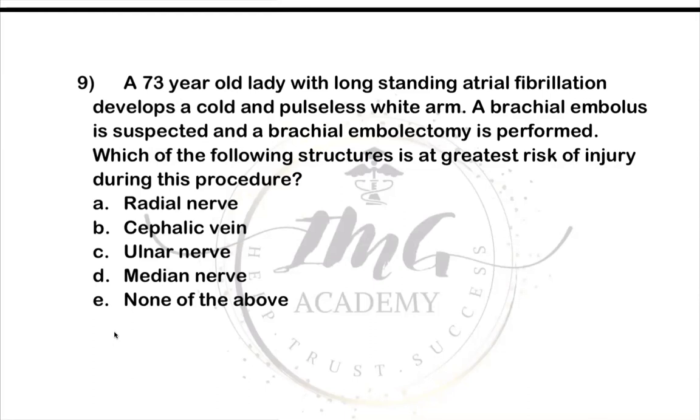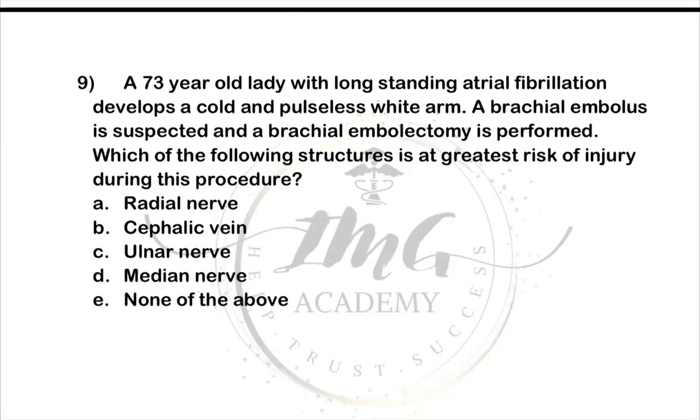Okay, the first is radial nerve, second cephalic vein, third ulnar nerve, fourth is median nerve, and fifth is none of the above. So first thing first, we have to know where exactly we are going to do the brachial embolectomy, right? In which vessel do we do the brachial embolectomy? Can you tell me? Do you know?